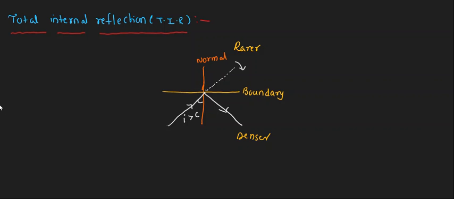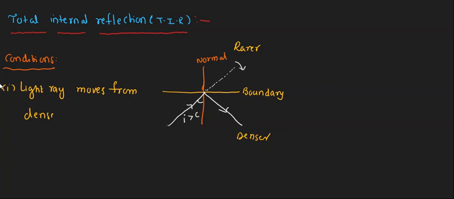Let us write the conditions to get total internal reflection. What is happening in the figure that we have to write? The first condition is that the light ray tries to move from denser medium to rarer medium.